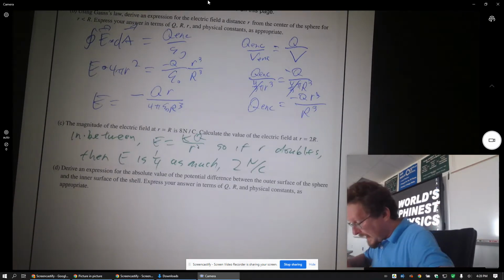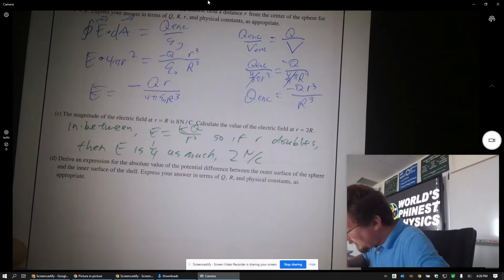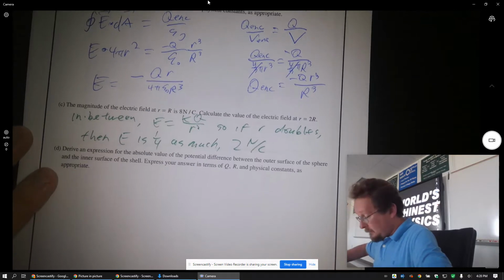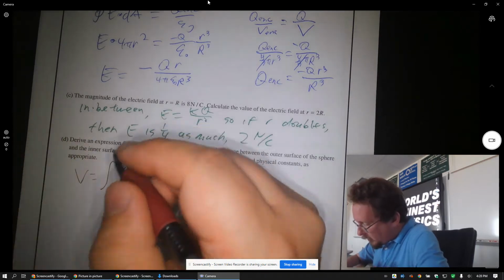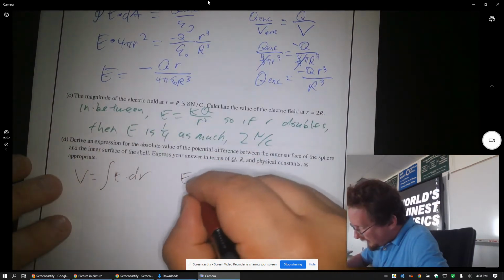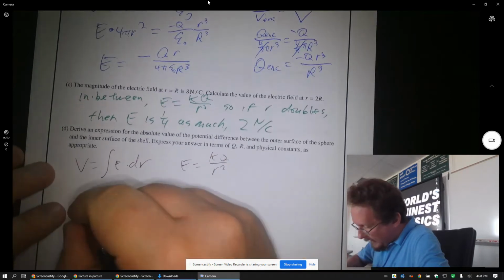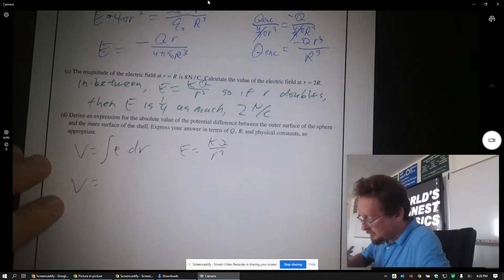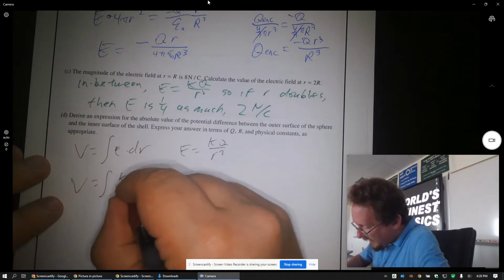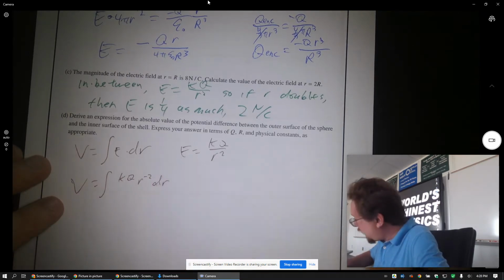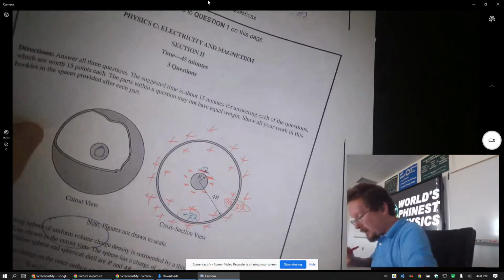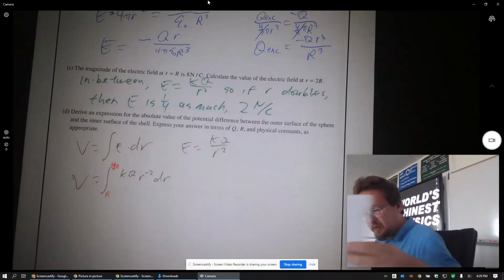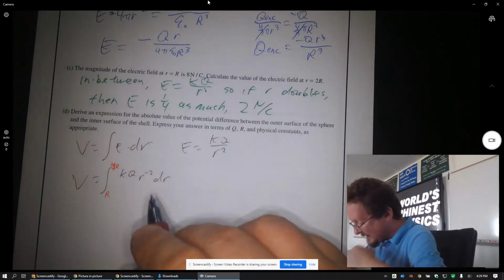Derive an expression for the absolute value of the potential difference between the outer surface of the sphere and the inner surface of the shell. Well, that's just volts equals integral E dot dr, and the electric field is just KQ over r squared. I know there are some negatives in here, but ignore them. So it's KQ r to the negative 2 dr. I need some limits. Is it R to 3R there? Yes, the 4R. Oh, is it really 4? Yes, it is. Just got to triple check.